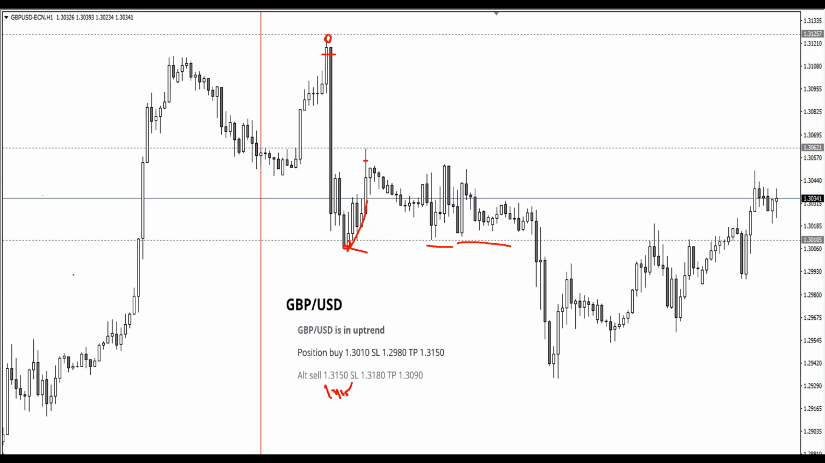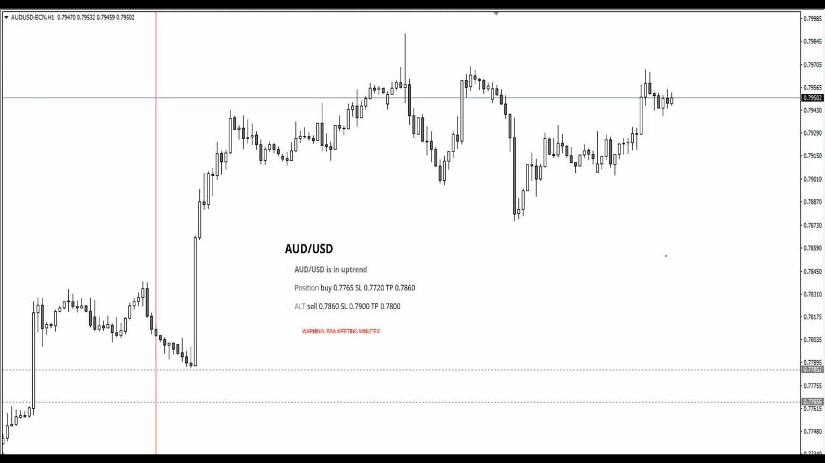Okay, so let's see, a lot of questions. I will try to reply a little bit later. First, we need to see setups. Australian dollar, we had the RBA meeting minutes.